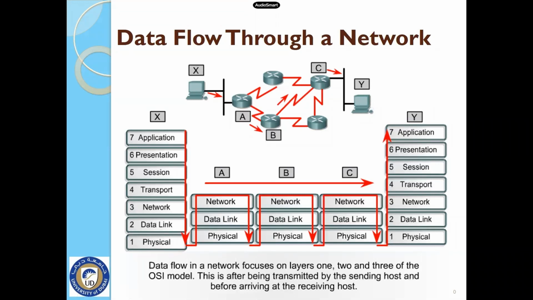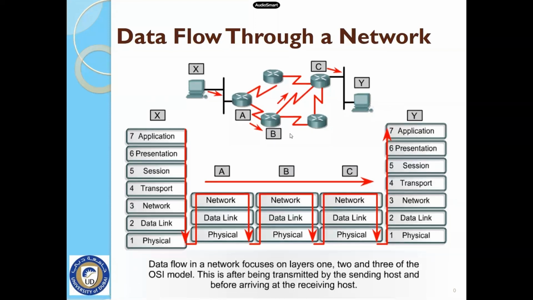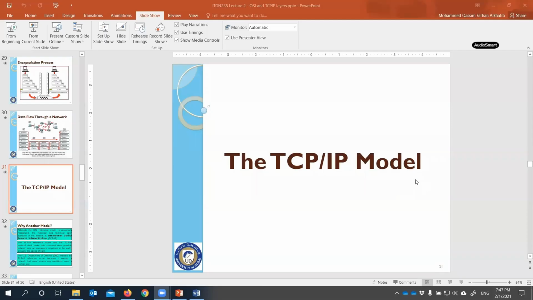All right. So this is what we mean by the job of determining the best path where the network will go or the data will flow. So data flow in the network focuses on layers 1, 2, and 3 of the OSI model. This is after being transmitted by a sending host and before arriving at the receiving host. So the network here focuses on those. Now, the upper four layers, 4, 5, 6, and 7, are only in the host, let's say the source, and the destination host. So this is it about the OSI model.